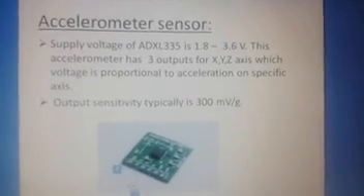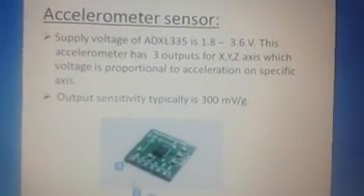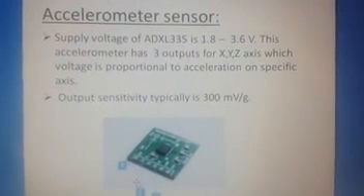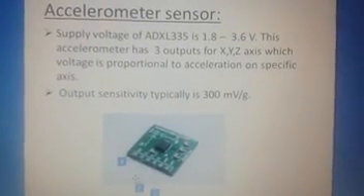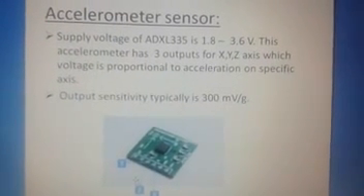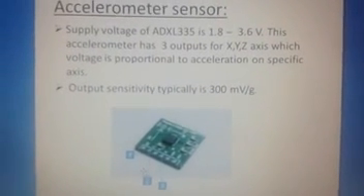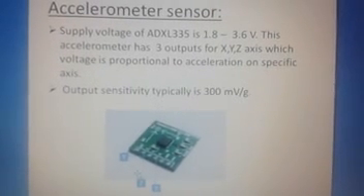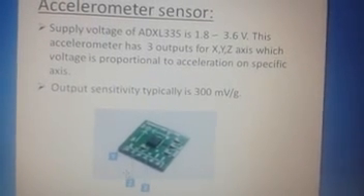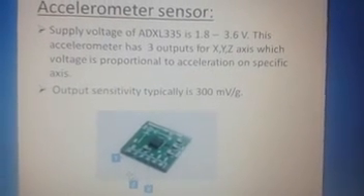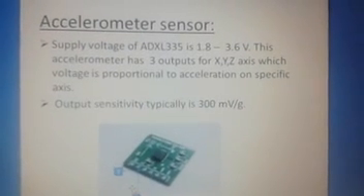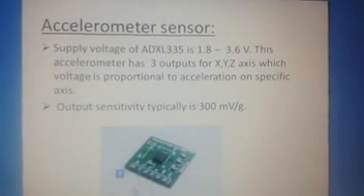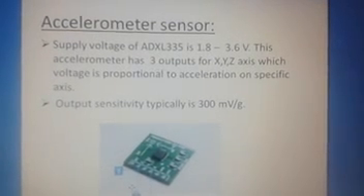The next module is the accelerometer sensor module. The main use of the accelerometer sensor is to measure the movement of the patient. The supply voltage of the accelerometer is 1.8 to 3.6. We use the accelerometer sensor model ADXL335. This accelerometer sensor has three outputs for X, Y, Z axis. From each axis, we get an analog output. The produced analog output voltage is proportional to the acceleration on the specific axis. The sensitivity of this accelerometer sensor is 300 mV per gravity.